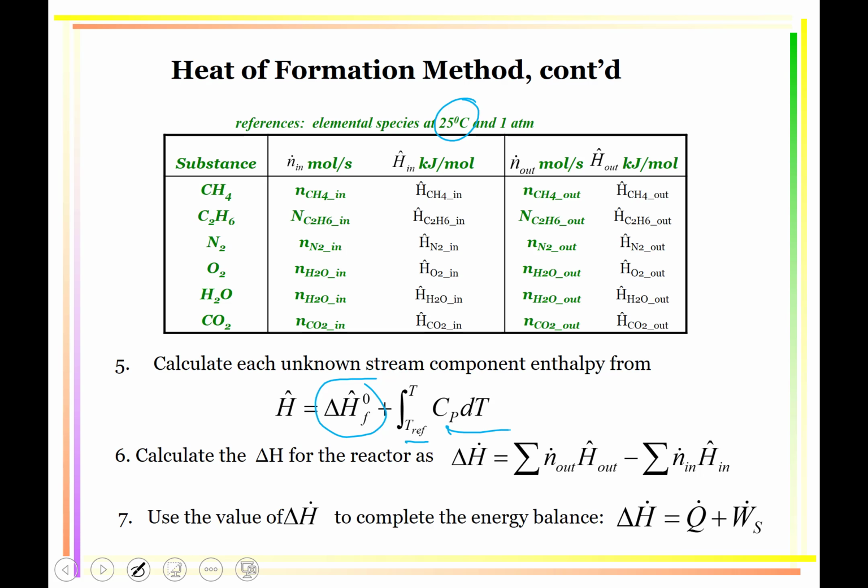of Cp dT. Now, notice that when we calculate the delta H for the reactor, we do not include the extent of reaction term that we had in our heat of reaction method. Instead, we only have the sum of n dot out, h hat out, minus the sum of n dot in, h hat in.